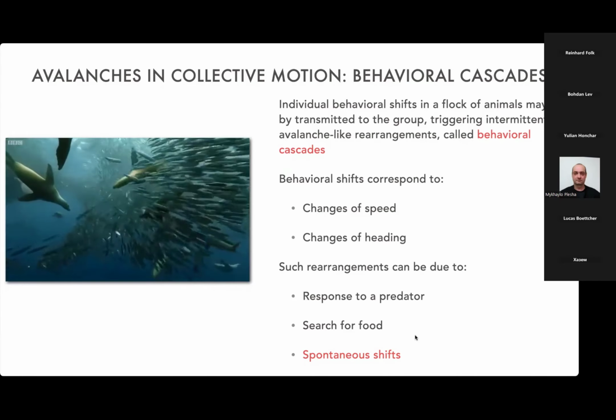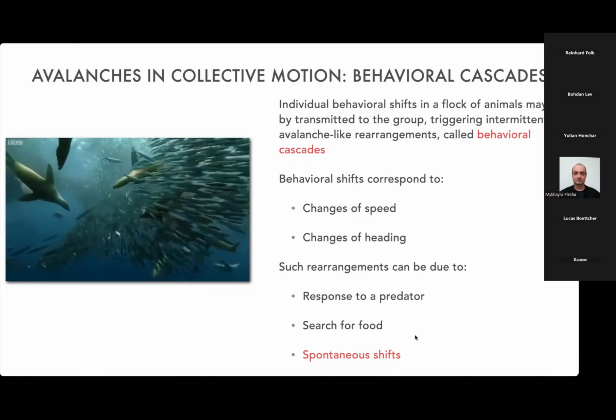This sort of intermittent behavior can also be observed in fish. If you look at fish, what happens is that they just move more or less smoothly. But then at some point, there is one fish that performs a large turn, and this turn can be propagated to the neighbors. And then you have a bunch of fish performing quick turns until they stop, and they again start swimming, more or less in a continuous, smooth way.